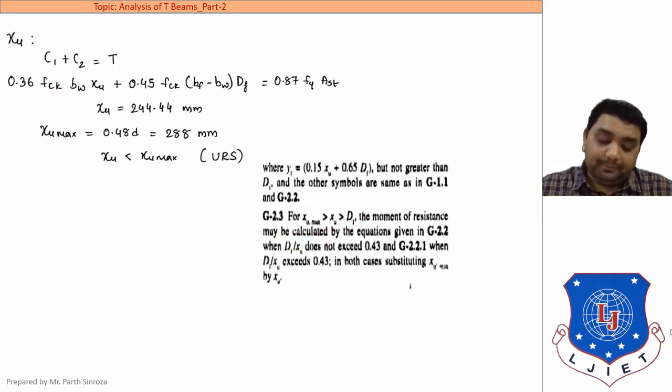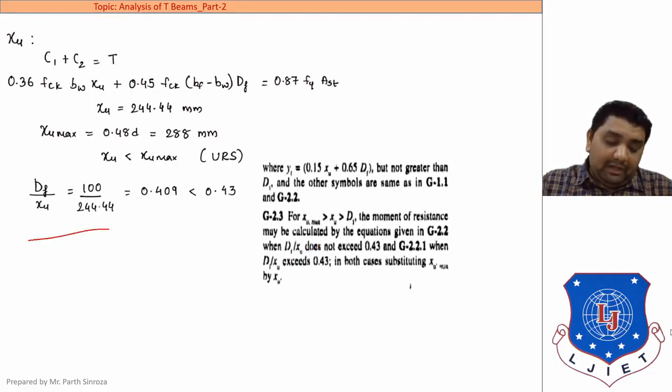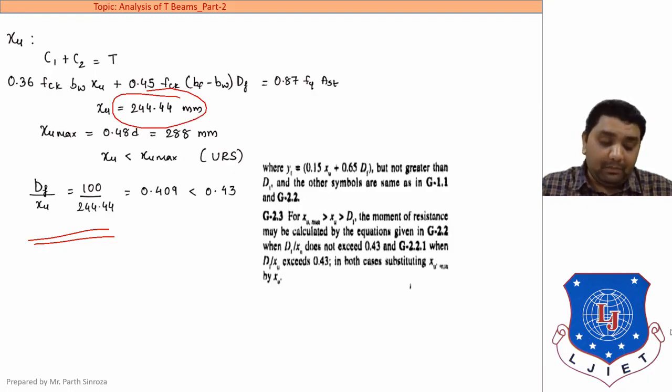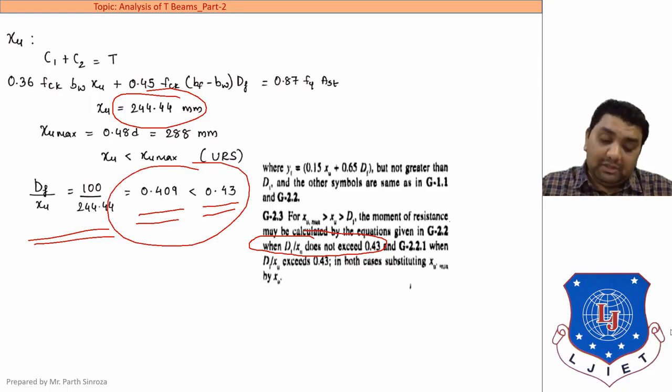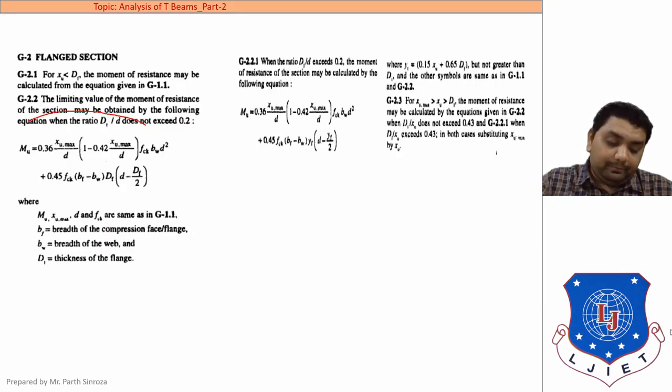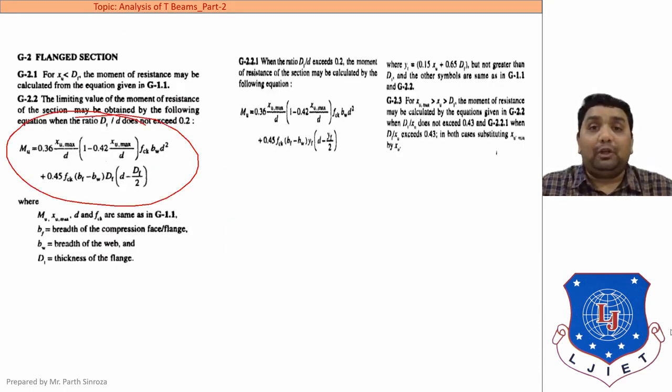So now we will be finding the value of this ratio, that is Df by xu. Df was 100 mm, xu we can see here comes out to be 244.44 mm. The ratio comes out to be 0.409, and as it is less than 0.43, here we can see that Df by xu does not exceed 0.43. So in this case also Df by xu does not exceed 0.43. So we will be using G2.2 to solve the equation of Mu. So we'll be using this equation to solve our answer of Mu.